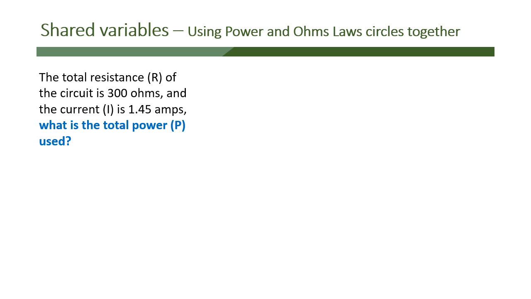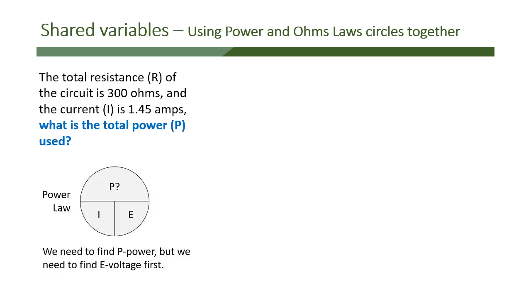The total resistance, R, of this circuit is 300 ohms, and the current, I, is 1.45 amps. So what is the total power used? Now remember, we have a circle equation that says P equals I times E, but we don't know what P is. So we cover the P and we need I times E, but we don't know what E is. We need to find P, but we need to know what E is first in order to do the equation.